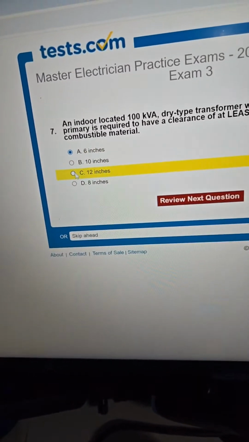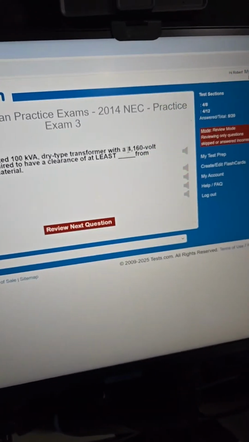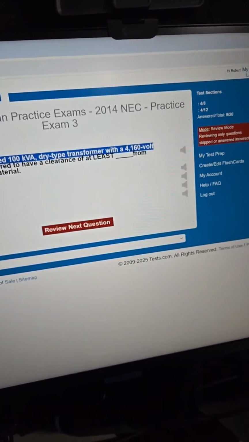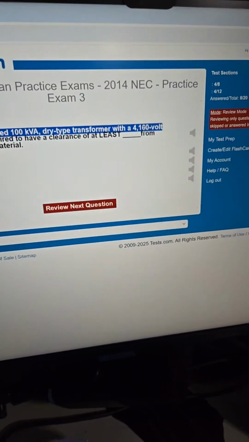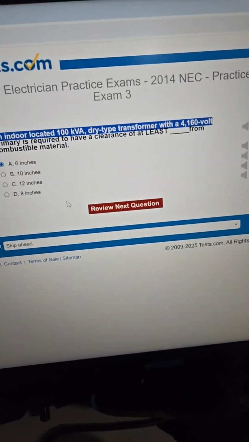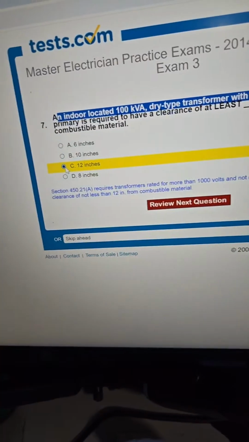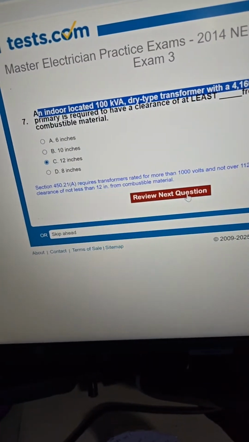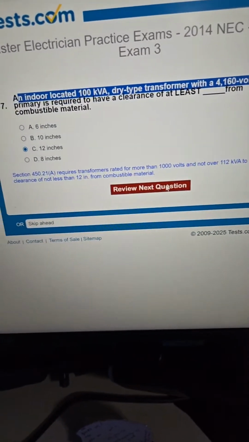This is potentially 12 inches. Oh, darn. It's 4160. This is a vault. This isn't a vault. This isn't your standard transformer. I don't know how I missed that. It's probably 12 inches. That's a big transformer. It is. This is why you always got to look at the words that you're reading.